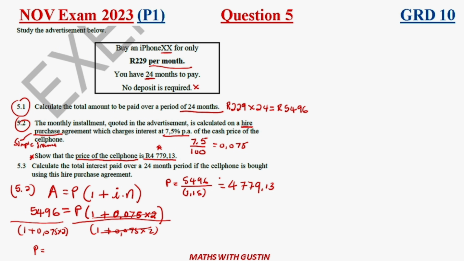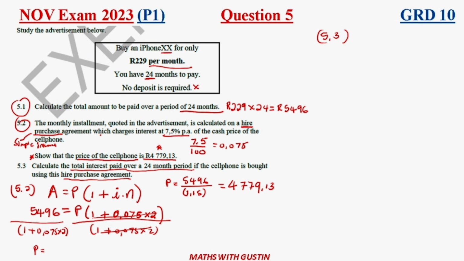I hope you understand that, guys. Let's move on to 5.3. I'm trying to be as slow as I can so that it's easy for you to follow, but if you don't follow, you can rewind this video or pause and calculate on your own, to check if you are understanding the concept. Calculate the total interest paid over the period of 24 months if the phone is bought using a hire purchase agreement.